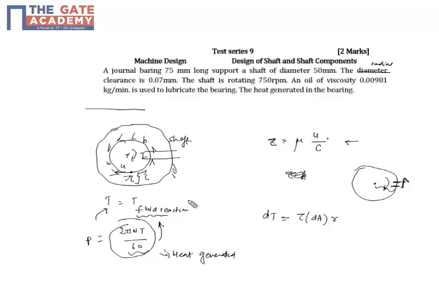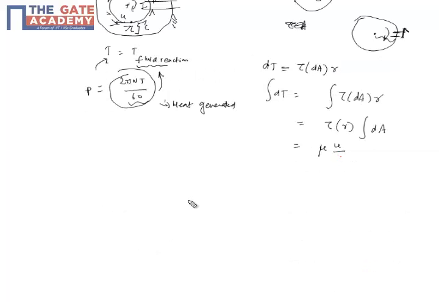This is the resisting torque dT because of the small area dA. Now tau does not depend on the area. So the total torque is tau into dA into r. Since tau and r are the same throughout, we can take them out and integrate dA, which is the entire surface area. Substituting tau as mu times u by c, into r, and dA as the entire surface area, which is pi d into length l.